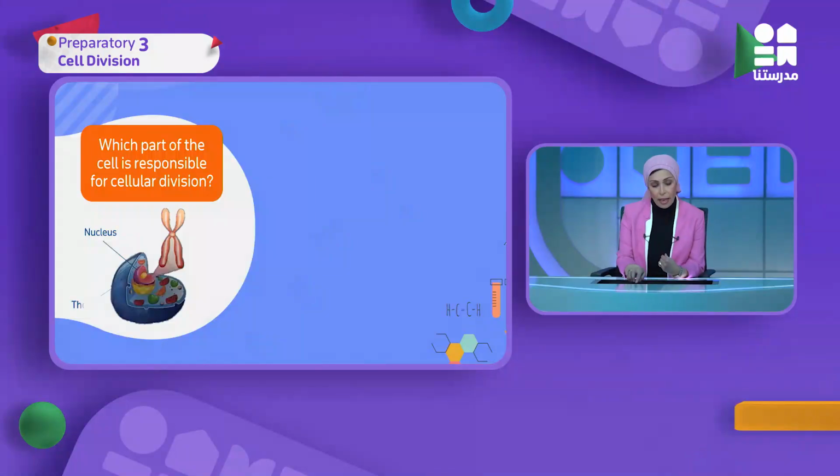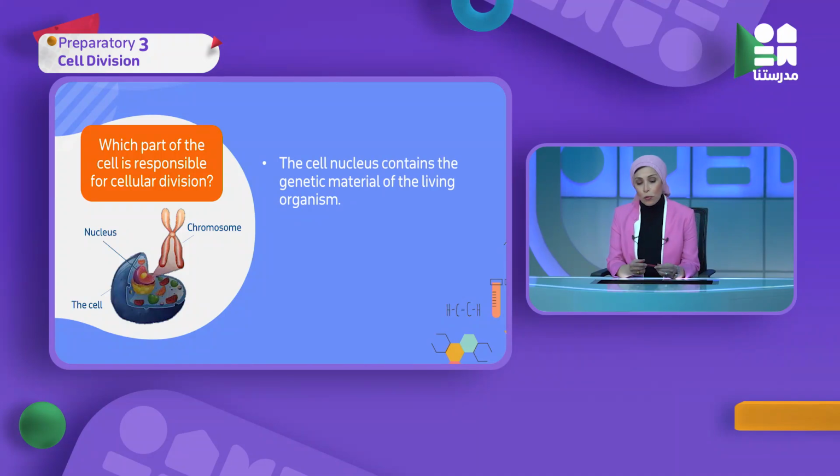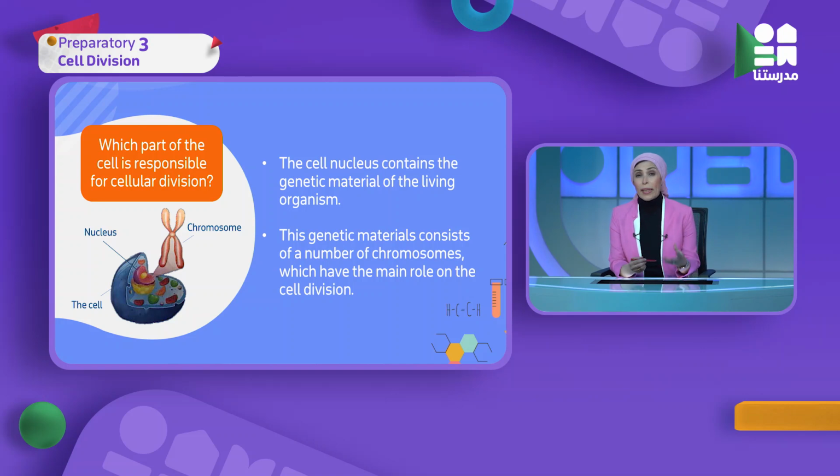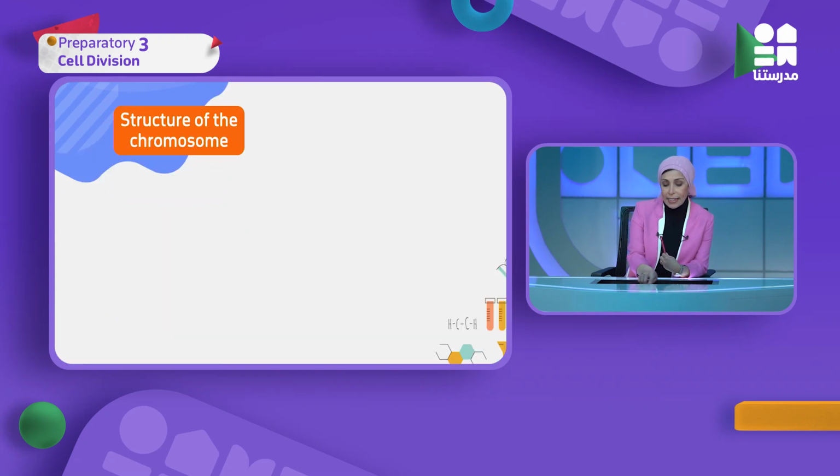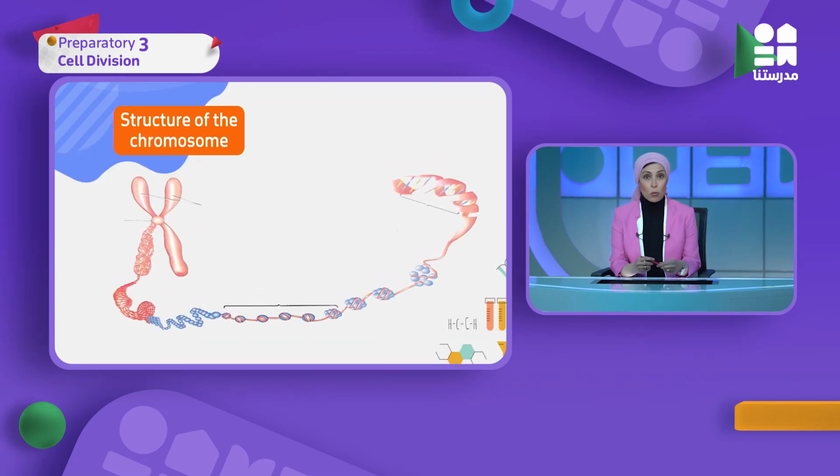Which part inside it? Let's go and see. So this is the nucleus that's responsible for the cell division. Why is it responsible for that? Because it contains something which is very important called genetic materials, which are chromosomes. You remember this word and we use it, but now we are going to know what's meant by this genetic material, which is chromosomes. Let's see a figure representing the chromosomes.